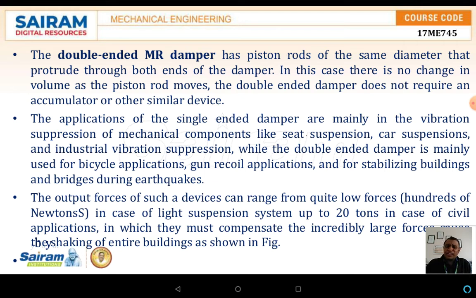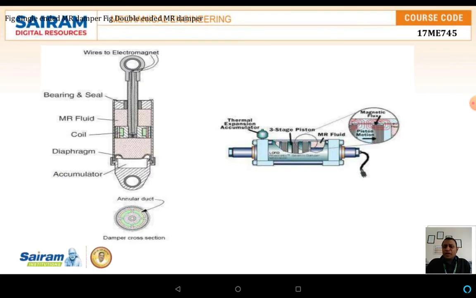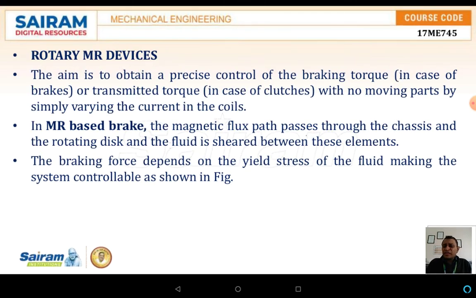The application of the single-ended damper is mainly in vibration suspensions, in mechanical components like seat suspensions, car suspensions, industrial vibration suspensions, or even gun recoiling applications. The schematic diagram shows the single-ended as well as the double-ended damper mechanism, which can be actuated either on a single side or on both sides depending upon the type of application.